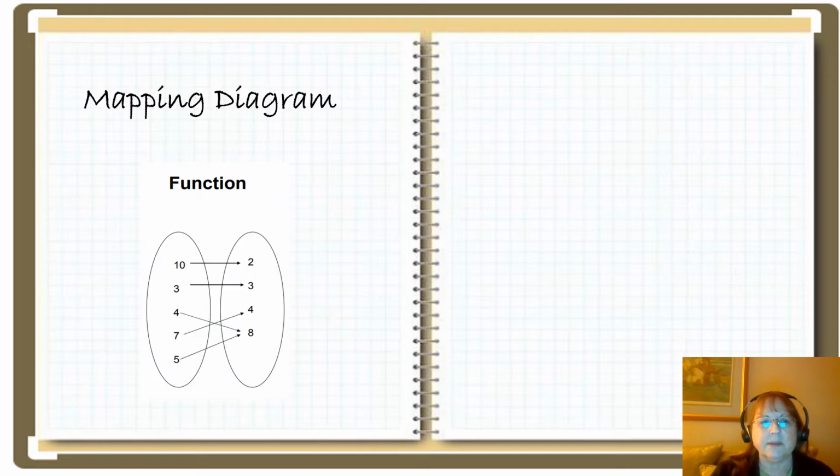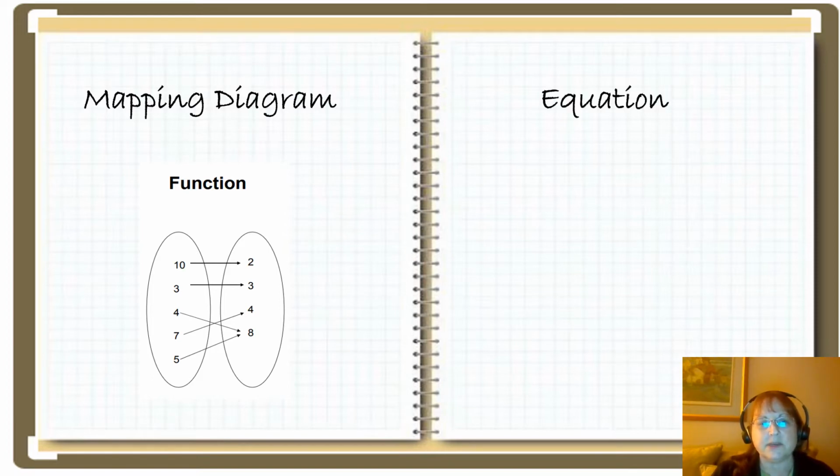A third way to look at a function is using a mapping diagram. A mapping diagram consists of two ovals. The inputs are on the left, the outputs are on the right. Each input is mapped to an output. The line from each input to each output represents one set of ordered pairs.